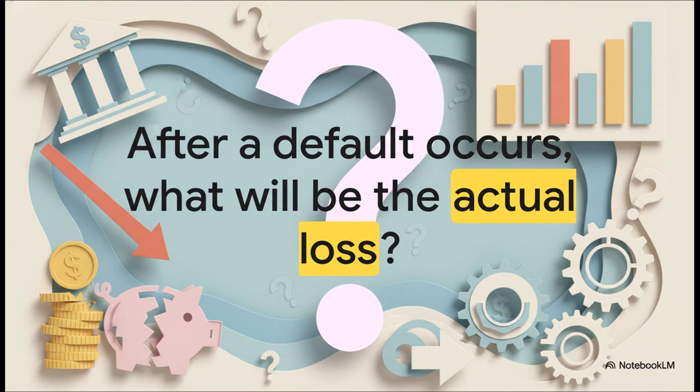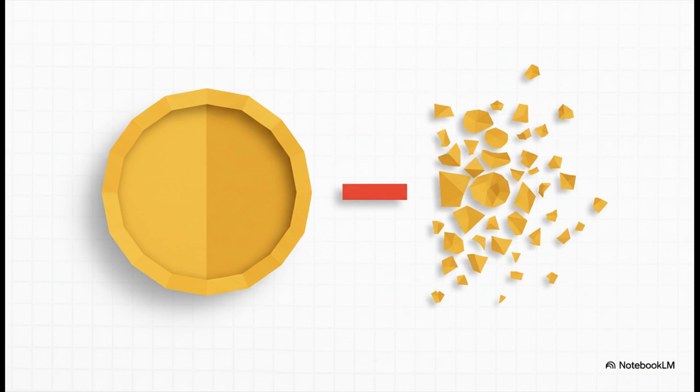So after a default, what's the actual loss going to be? Well, to figure that out, the lender has to ask, okay, what can we realistically get back? After all the bankruptcy filings, the liquidations, the messy negotiations, what's left? And that amount they expect to get back is called the recovery rate. Calculating the LGD from there is actually super simple. The loss is just everything you didn't recover. So it's 100% minus that recovery rate.